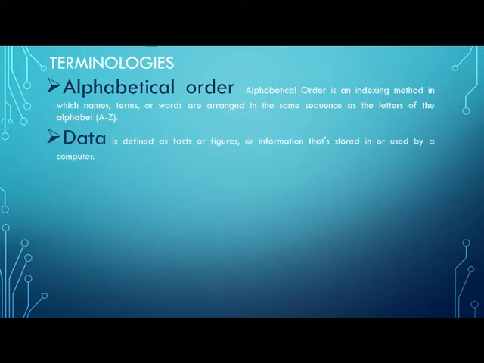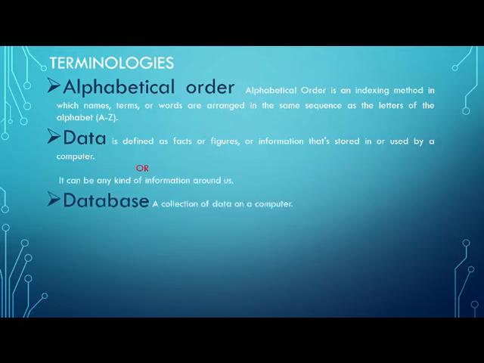What is data? Data is defined as facts or figures or information that is stored in or used by a computer. Or you can say that it can be any kind of information around us. I'll explain in detail later. Database: a collection of data on a computer.